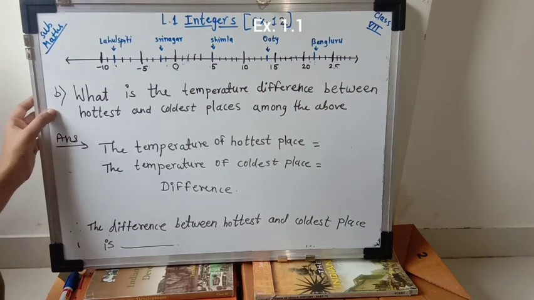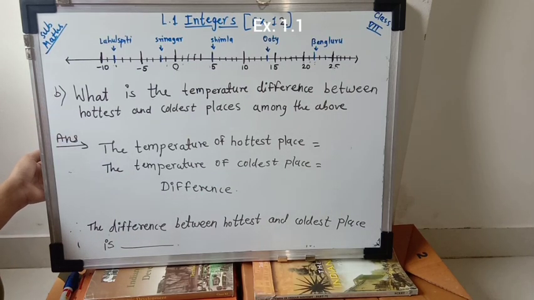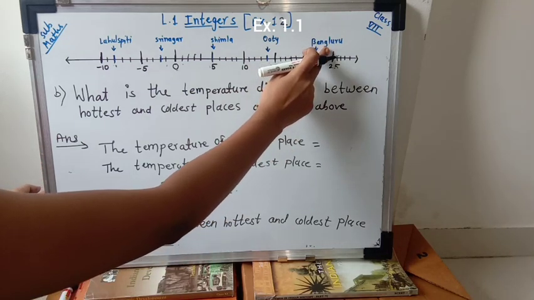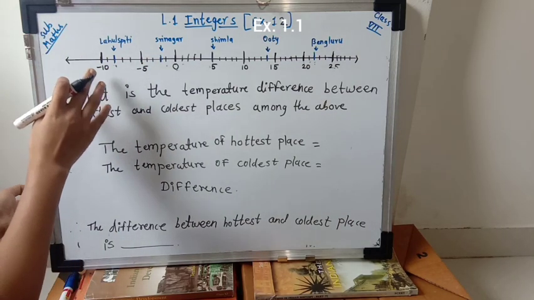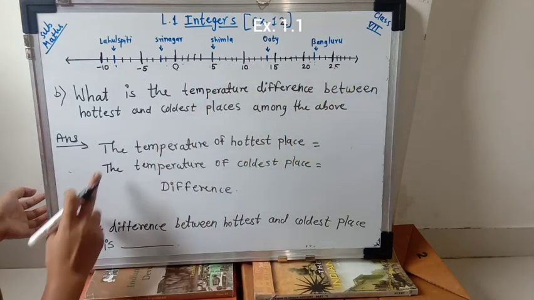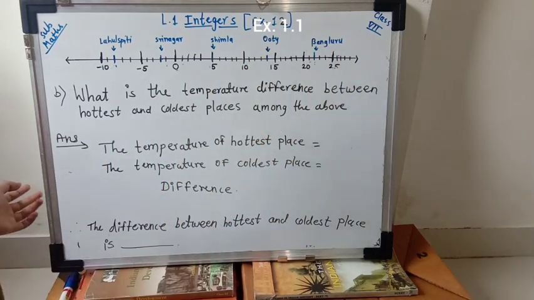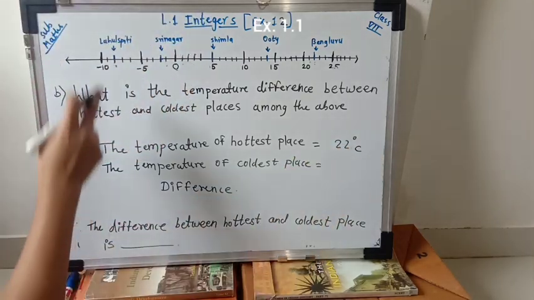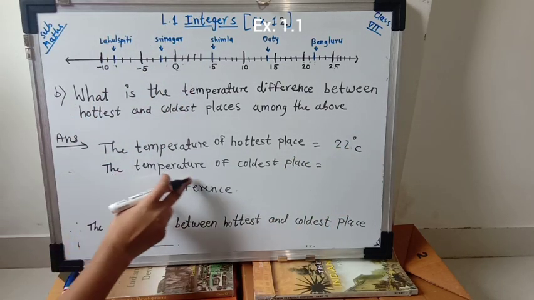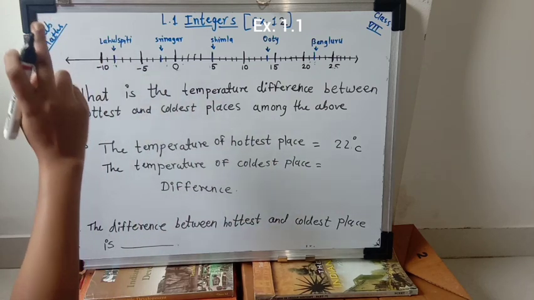Now the question B is, what is the temperature difference between the hottest and coldest places among the above? In the previous question, we have seen that Bengaluru is the place where the temperature is higher than the other places, and Lahul Spiti is the place where the temperature is lower than the other places. So the hottest place is Bengaluru. What is the temperature of Bengaluru we have just seen? That is 22 degree Celsius. And the coldest place is Lahul Spiti.